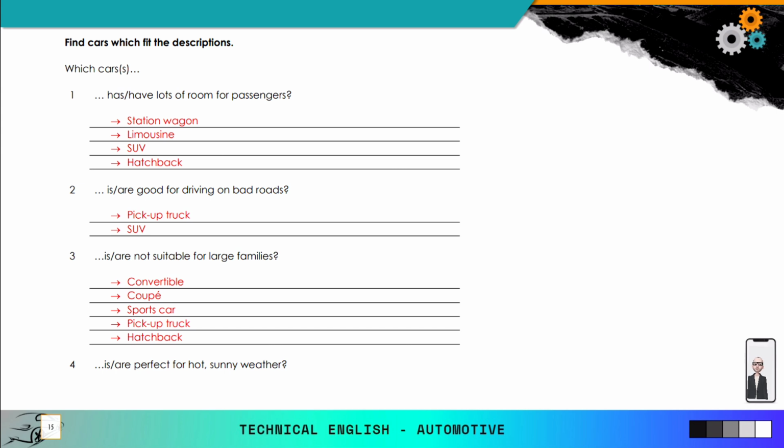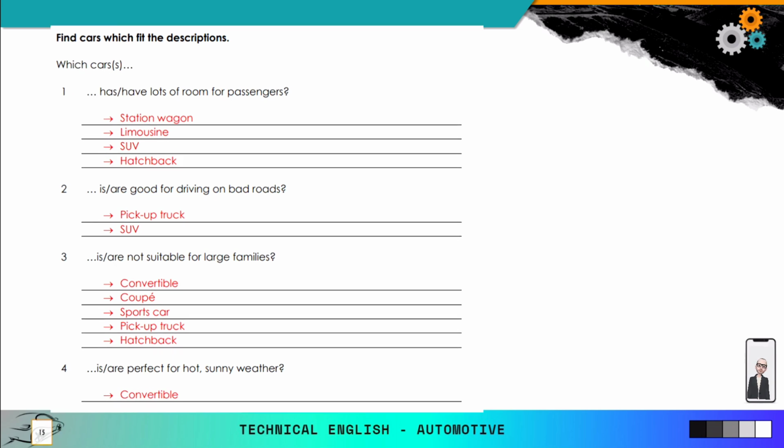Yeah, I guess these would be the ones not suitable for large families, unless you want to carry one half of your family on the bed of the pickup truck, but that would not be allowed. So yeah. Okay, perfect for hot and sunny weather. That would be the convertible.